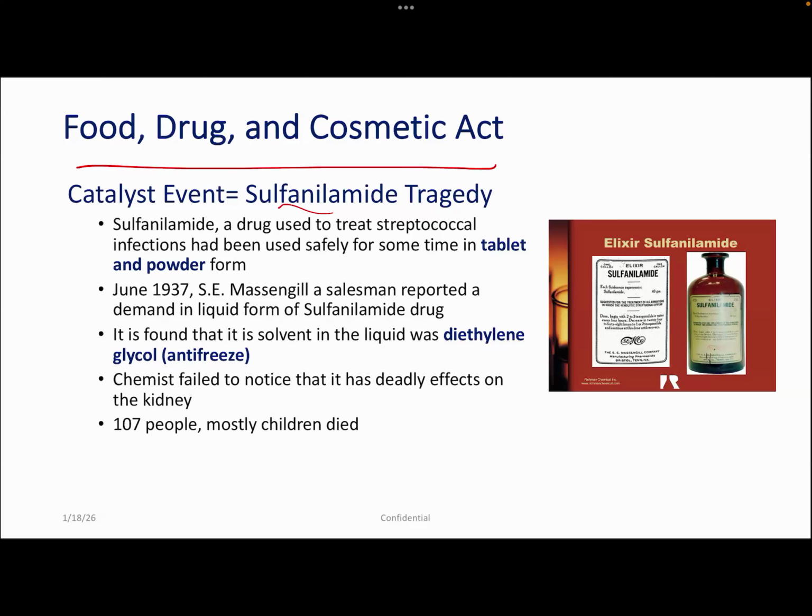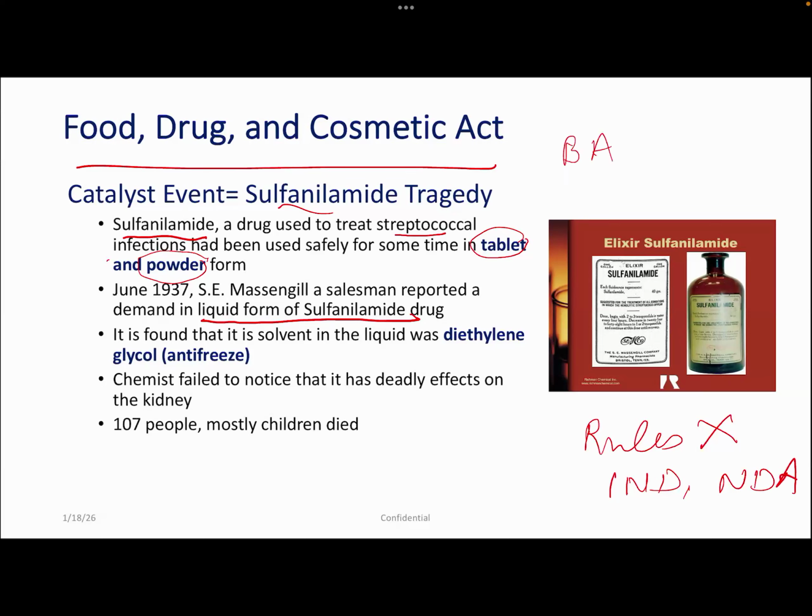So sulfonamide was a very popular drug used to treat streptococcal infection, and it used to come in tablet as well as powder form. There was a salesperson, and he reported that there is a demand for a liquid form also, because this was used to cure infection. So where things went wrong: we did not have rules and regulations at that time, like we now have IND, NDA, and even for generic drugs we have to prove BA/BE studies, right? At that time it was not like that.